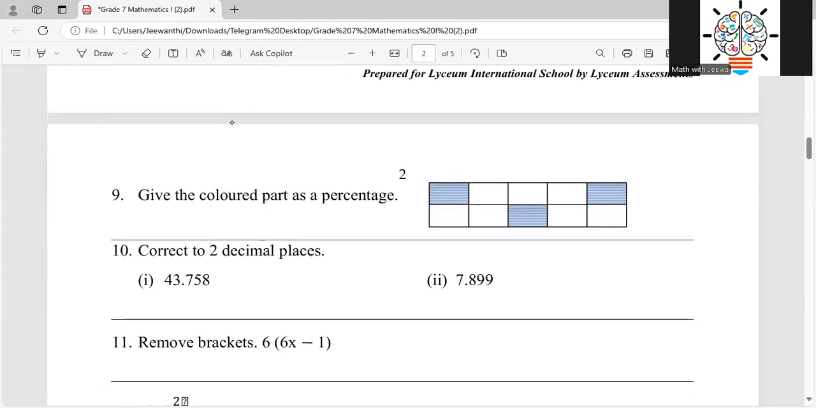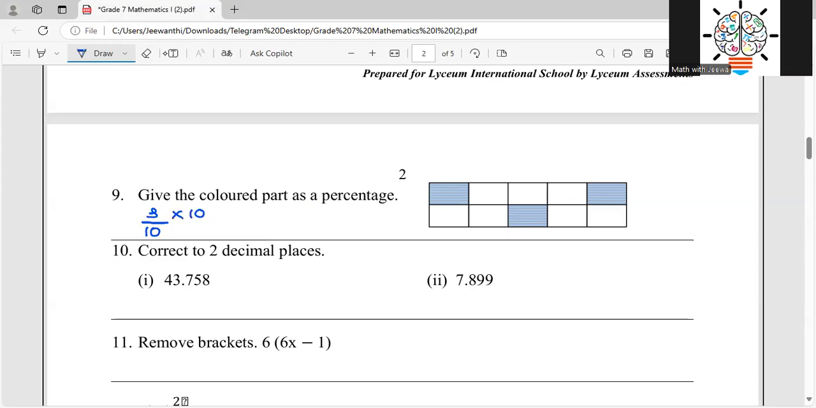So give the colored part as a percentage. First of all, before moving to the percentage, you want to write the colored part as a fraction, right? So how many boxes we have here? 1, 2, 3, 4, 5, 6, 7, 8, 9, 10. So out of 10, how many boxes are colored? 3 boxes. And you multiply this by 100. So then the 0 and 0 you can cancel. So then the answer is 30%, right?